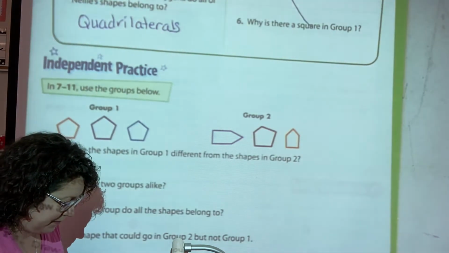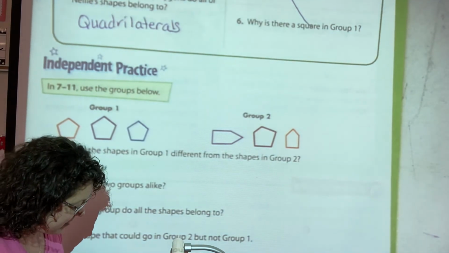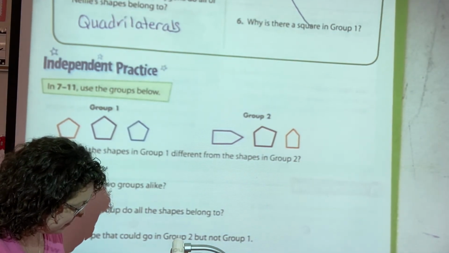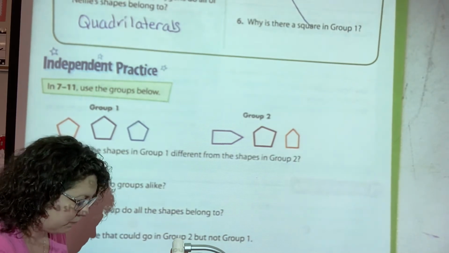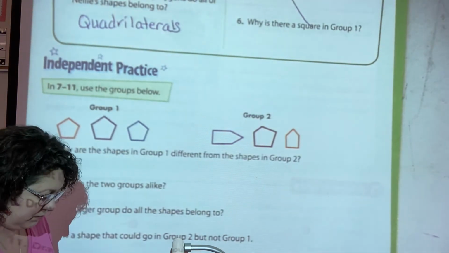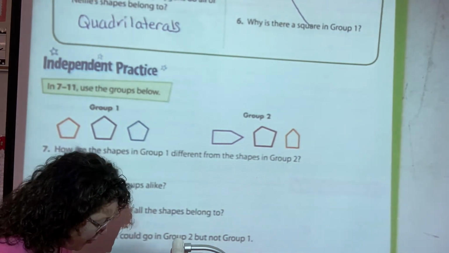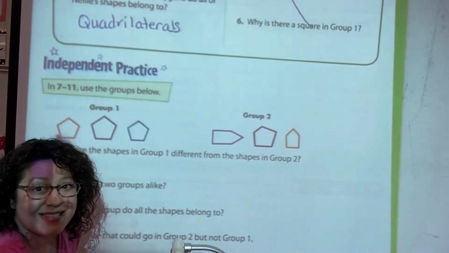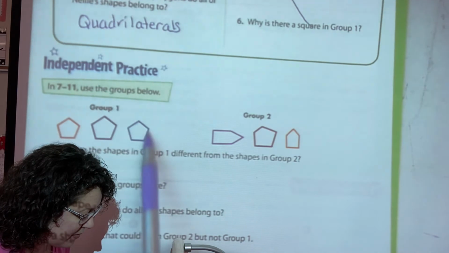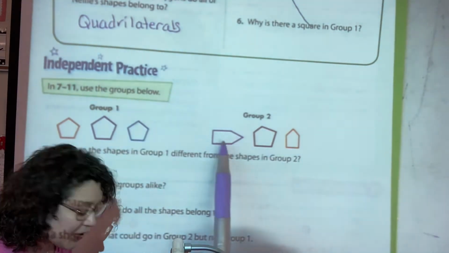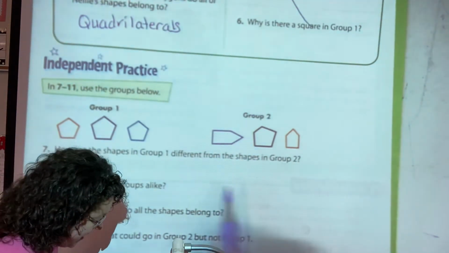Group 2. How are the shapes in group 1 different from the shapes in group 2? How are they different? Okay. Are all the shapes in group 1, each side is the same length, right? For each particular shape, all the sides are the same. If you look at the shapes in group 2, all the sides are not the same length in these shapes, okay?